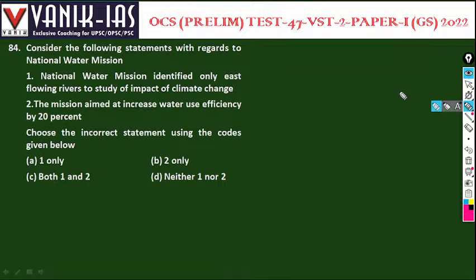Consider the following statements with regard to the National Water Mission. The National Water Mission identified only east flowing rivers to study the impact of climate change. Incorrect. It is incorrect because of the word only. It aims at increasing water use efficiency by 20%. Yes, this is right. So one only is the incorrect statement.